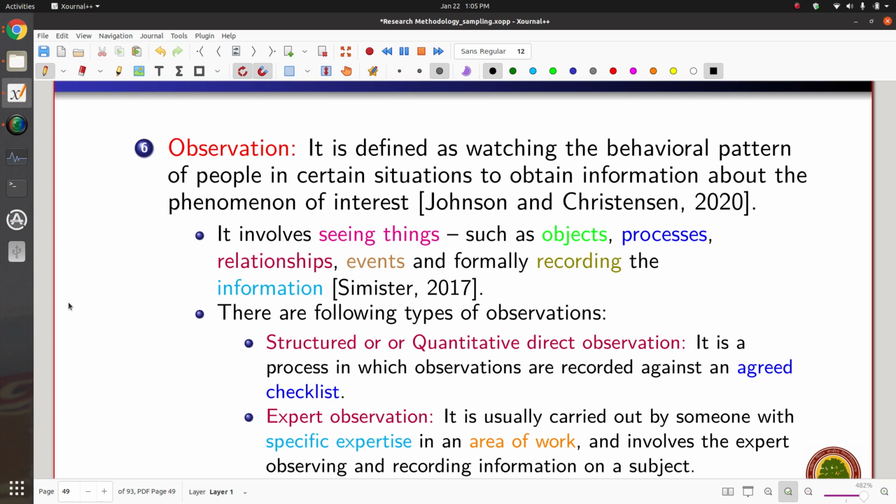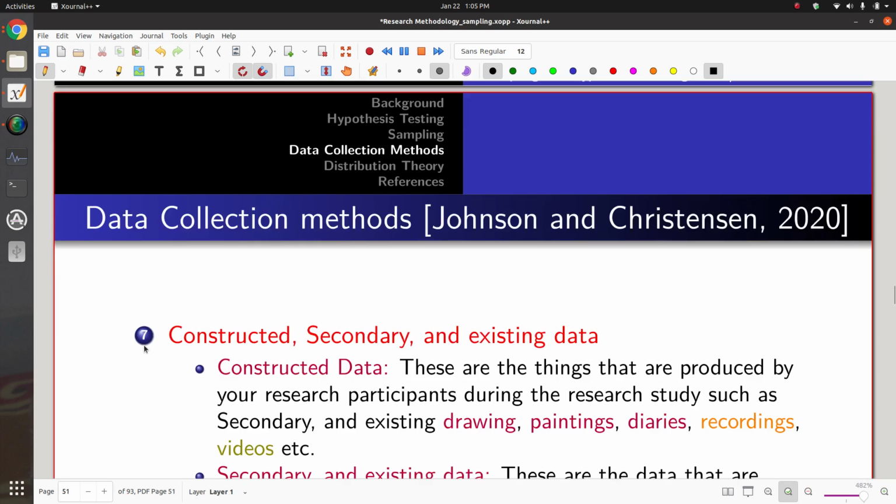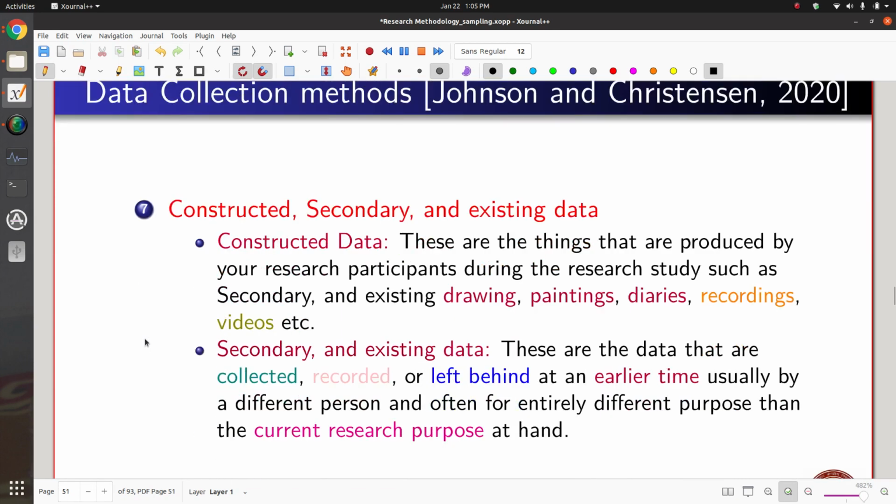Now there are some more definitions. There is one more way for data collection method. That means you can also gather data that is already existing, or you can construct the data. So many times as a computer scientist we generally construct the data. Okay, so many times when you are doing research you will construct the data, but whatever we are going to talk about here is not that kind of construction. So constructed data means the data that is being produced by your participants.